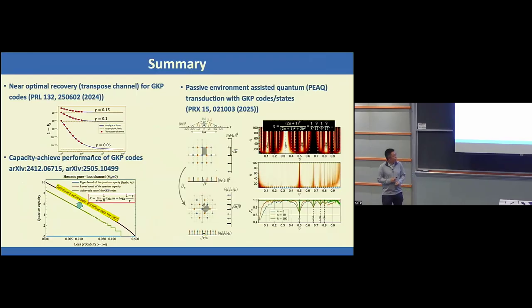So just a summary: we looked into the Gottesman-Kitaev-Preskill code and came up with a near-optimal recovery that allows us to fully understand to what extent it can correct pure excitation loss, and also showed that multimode GKP can fully achieve the quantum capacity for pure loss channels. Moreover, we can co-design a quantum error correction scheme for transduction, so that we can put non-Gaussian states in the ancillary to achieve quantum transduction even though the conversion efficiency is less than 50%.